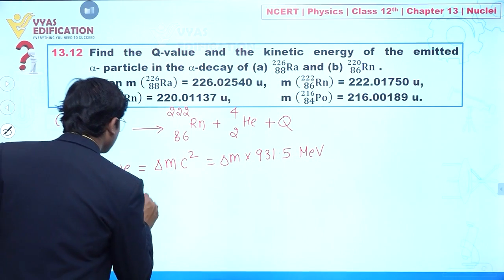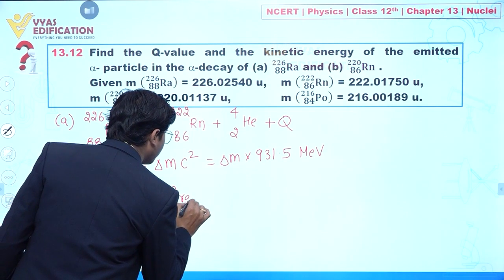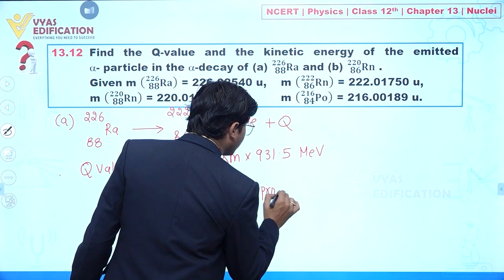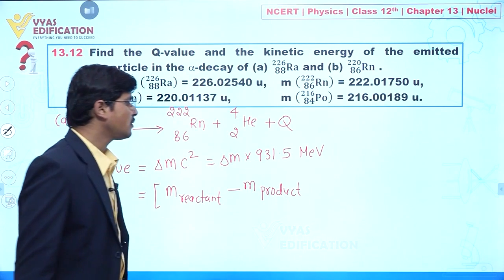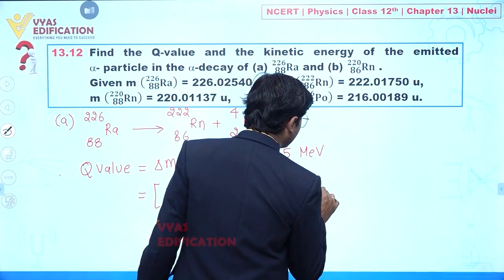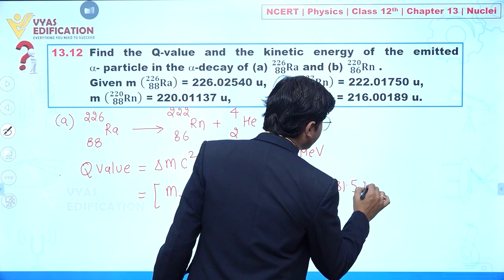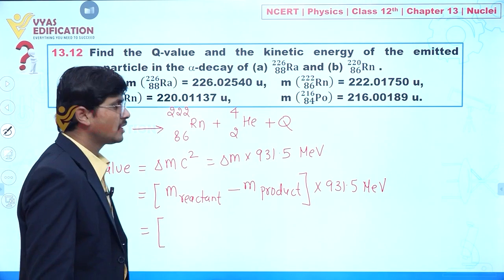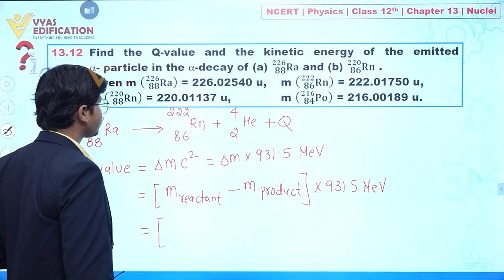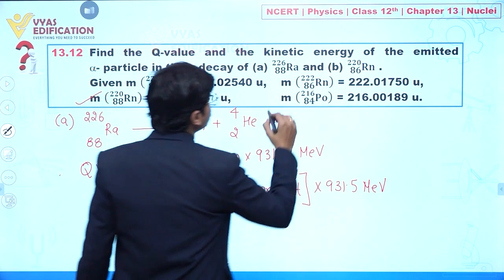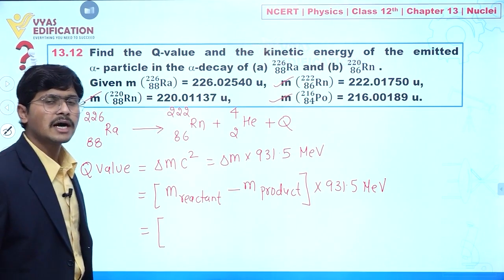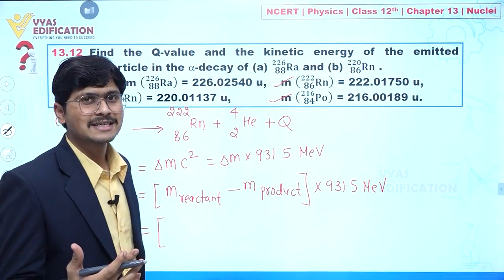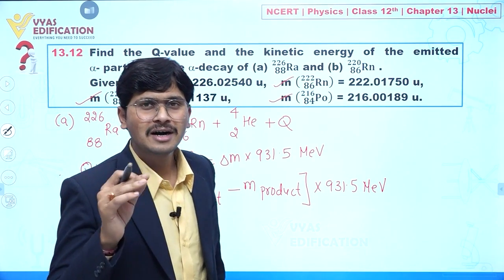How can we calculate it? For that we can write like this: mass of reactant minus mass of product. Clear? Mass of reactant minus mass of product, and it is multiplied with 931.5 million electron volt. Clear? So now what is the mass of reactant? Actually some values are given to you in this question, and all these values are the values of atomic mass. Clear? But we will write here the value for the nucleus. So definitely we have to subtract the mass of an electron.